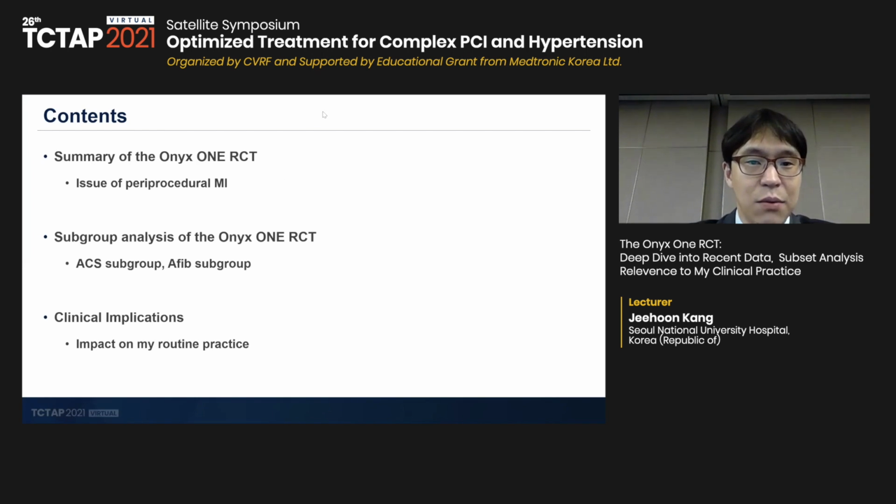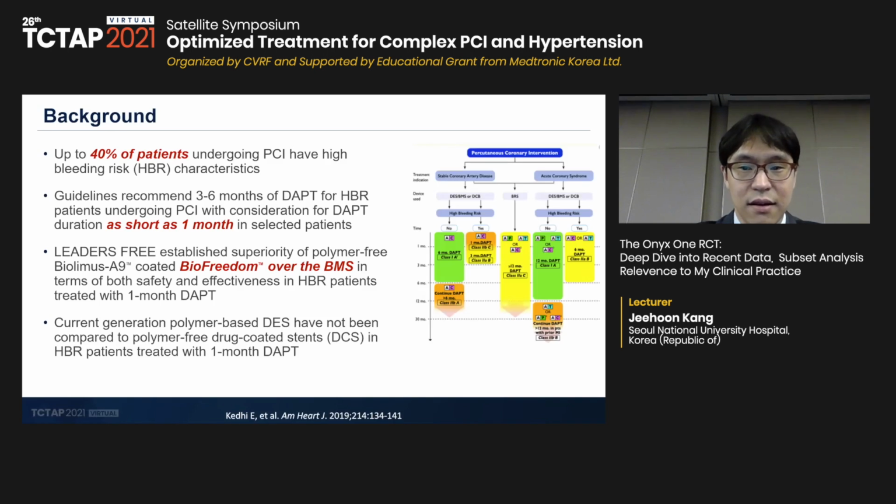This is the context. I will talk about the Onyx 1 RCT summary, and then the subgroup analysis, specifically the ACS subgroup and the AFib subgroup, and then the clinical implications on my routine practice. Now, we all are very familiar with the concept of high bleeding risk characteristics, and it is known that up to 40% of patients that undergo PCI have HBR characteristics.